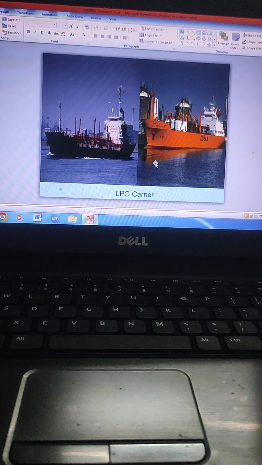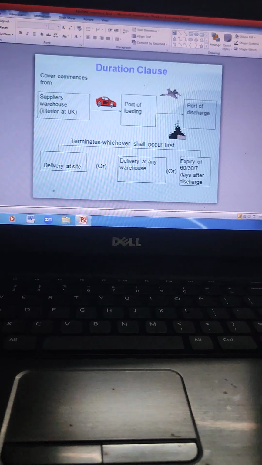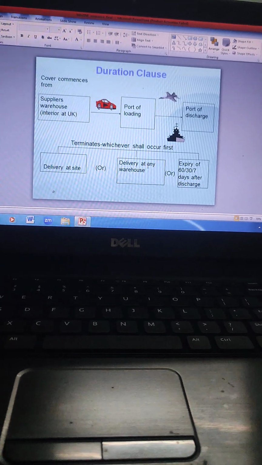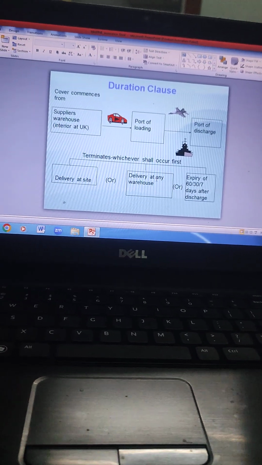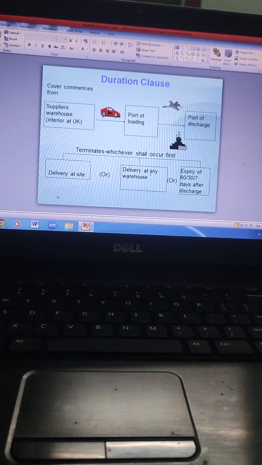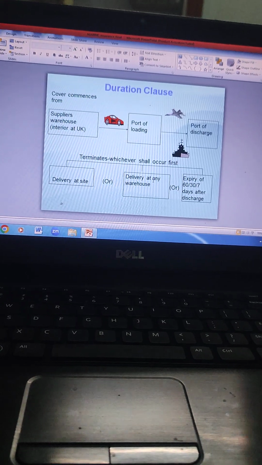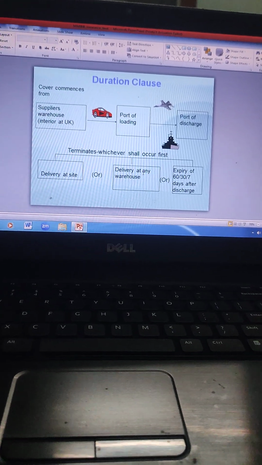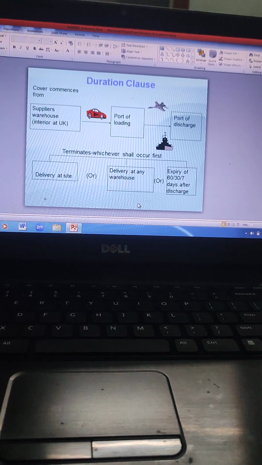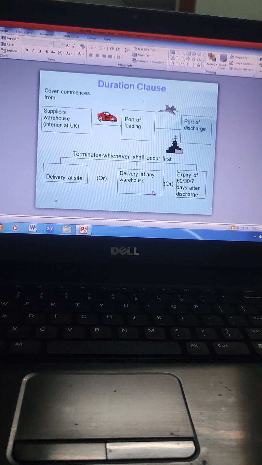These are the LPG carriers, that is how the LPG is transported. This is the duration clause. Cover commences from supplier's warehouse, interior at UK, then port of landing and port of discharge. It terminates whichever shall occur first, delivery at site or delivery at any warehouse, or expiry of 60 or 30 or 7 days after discharge. So this is the duration of cover.